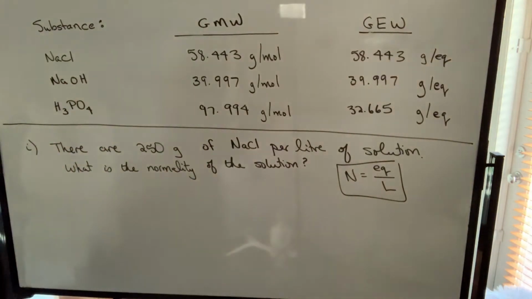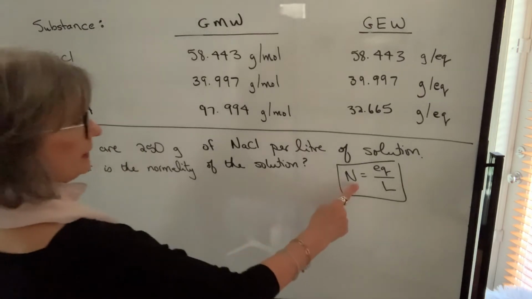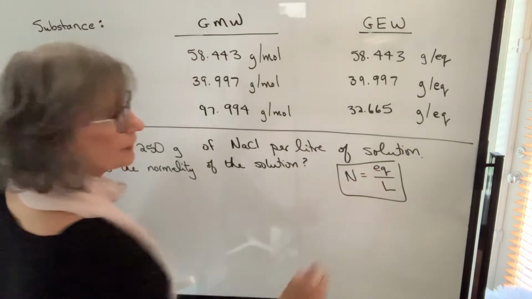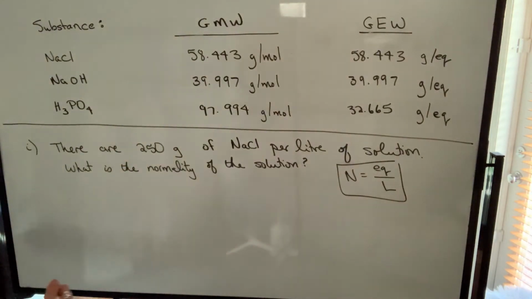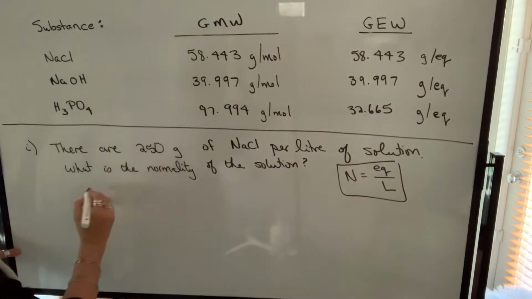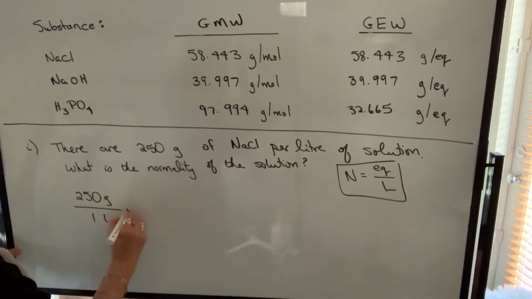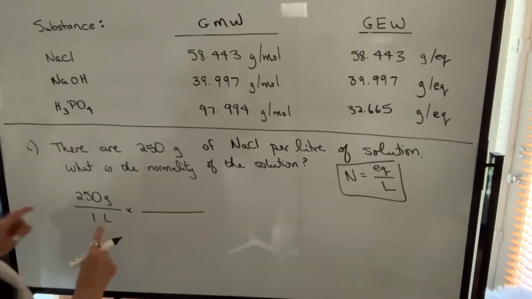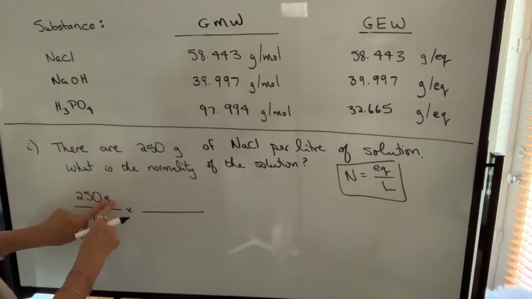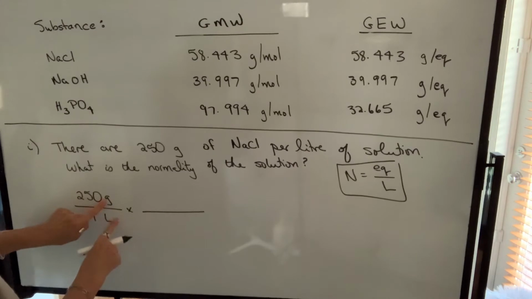There are 250 grams of sodium chloride per liter of solution. What is the normality of the solution? So normality, remember, is equivalents per liter. So always start with the amount of solute, 250 grams, in the amount of solution, 1 liter. And in this case, we don't want grams per liter, we want equivalents per liter. So we want to replace grams with equivalents.